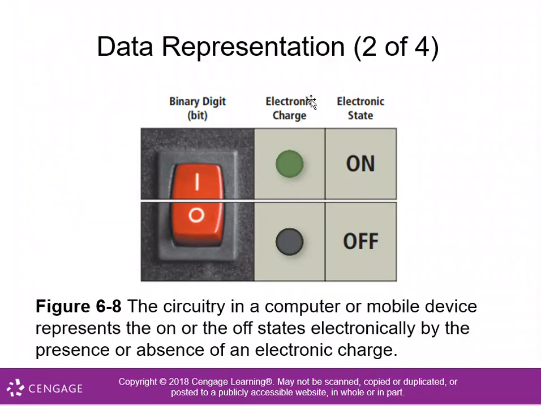Okay, yang ni pun saya dah mention in our previous class. The circuitry in a computer or mobile device represent the on-off states electronically by the presence or absence of an electronic charge. Okay, so bila kita bercakap tentang komputer, tentang mobile device, dia biasanya berfungsi dalam bentuk binary. Sebab apa? Sebab dia berdasarkan ada elektrik mengalir ataupun tidak dalam motherboard, dalam circuit tu. Circuit motherboard. So, kalau on, satu. Kalau off, kosong. Okay, jadi, sebab itulah komputer dia menggunakan konsep binary, on dengan off. Sebab dia hanya ada kosong dengan satu, on, off.